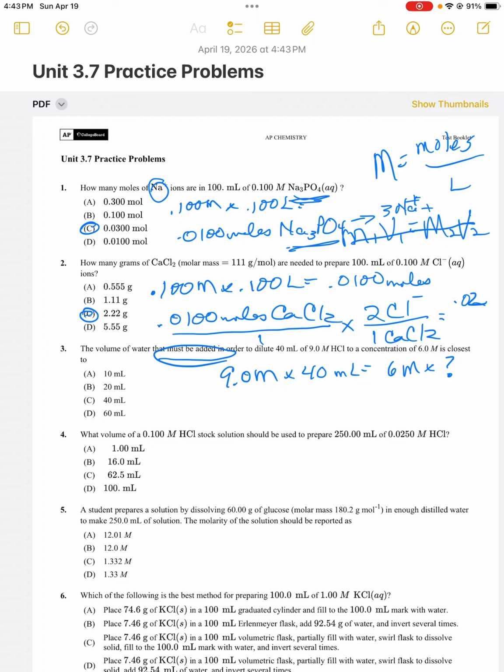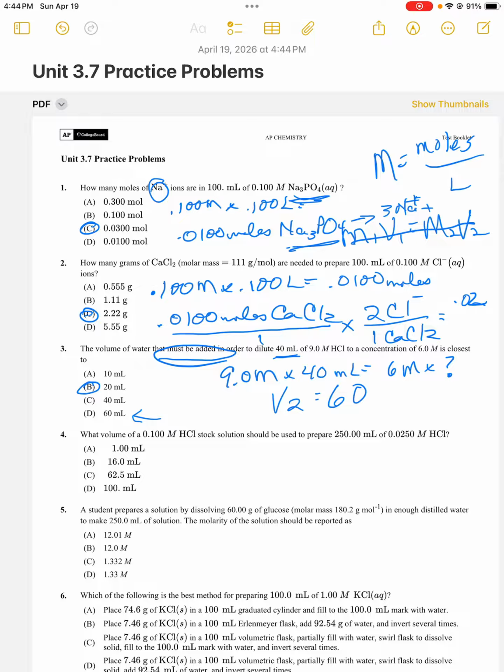Hold on. Let me do this on the calculator. 9 times 40 divided by 6. 60. Our V2 needs to be 60. And of course, they have that sitting right there waiting for you. But that's not the question. The question is how much water must be added. So we're starting with 40 milliliters. We only need to add 20 milliliters. Okay? Look for tricky things like that whenever an M1V1 is called for.